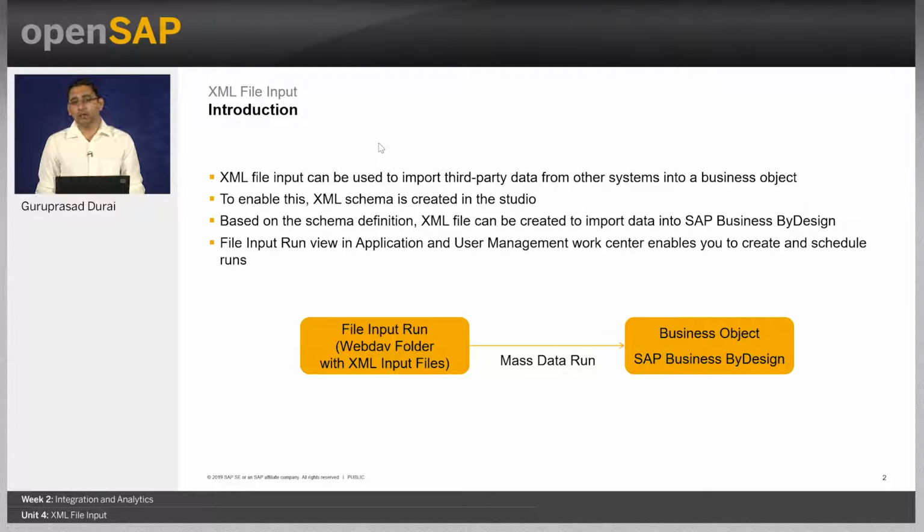In the previous unit, we have seen data can be created into a custom business object through the user interface and through a web service. In this unit, XML file input, we will see how to upload mass data into a custom business object. XML file input can be used to import data from a third party system into a business object. When an XML file input is created in SAP Cloud Application Studio, an XML schema is generated. Based on this XML schema definition, an XML file can be created to import data into SAP Business ByDesign.